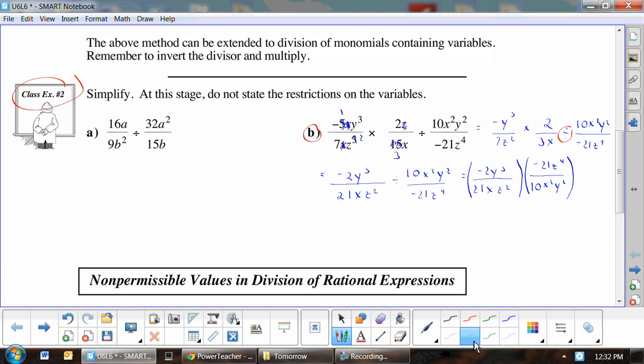And then we can start looking for those common factors, right? Because these are monomials, so we can't really factor them or take GCFs out. But we can say, okay, well, we have a z squared here, so we can take 2 z's out of the top. We have a y squared here, so we can take 2 of our y's out, leaving us with y1. Both of our x's are in the denominator, so we can't deal with those. But we do have a negative 21 and a 21. And we can divide our 2 and our 10 both by 2.